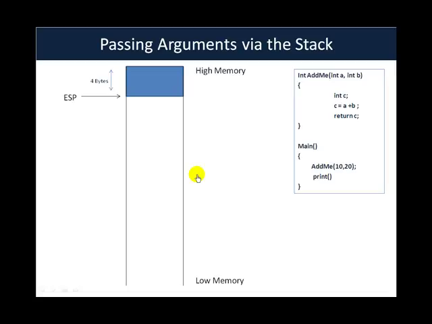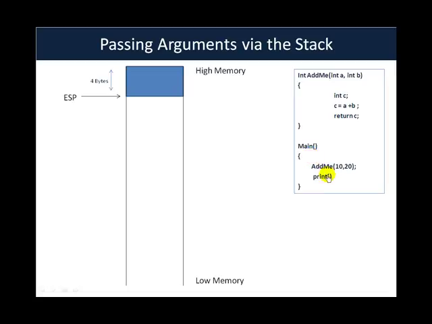In this video, we will look at how to go about passing arguments via the stack to a function. So we've taken a very simple sample program which defines a main function and another function called the addMe function. The addMe function takes two inputs, int a and int b, and then computes their sum and returns it. Right? The point to note is that in addMe we also have a local variable c.